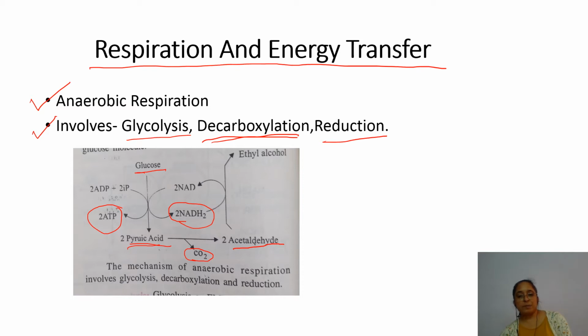Now the next step is the reduction. Now this acetaldehyde is reduced to ethyl alcohol by the reduced coenzyme NADH2. With the help of this NADH2, it will be reduced into the ethyl alcohol.